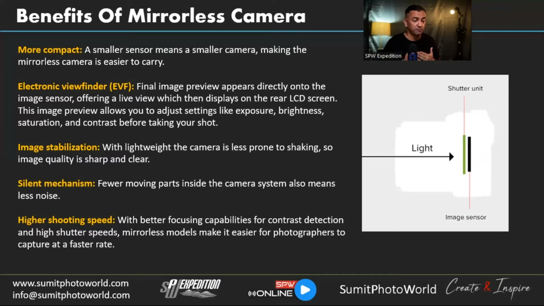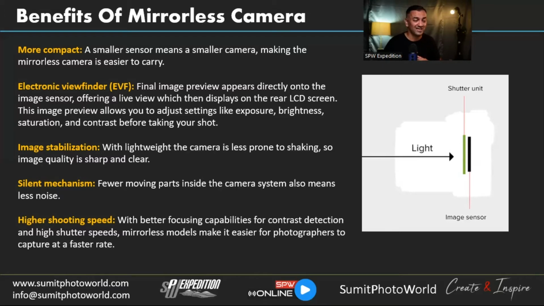Silent mechanism. Because it has fewer components compared to a DSLR, the body is very silent, so there will be less noise you will hear from it. And higher shooting speed with better focusing capabilities for contrast detection and high shutter speeds. Mirrorless models make it easier for photographers to capture at faster rates, and this is a really key note here, because it has higher shutter speed and higher shooting speed.